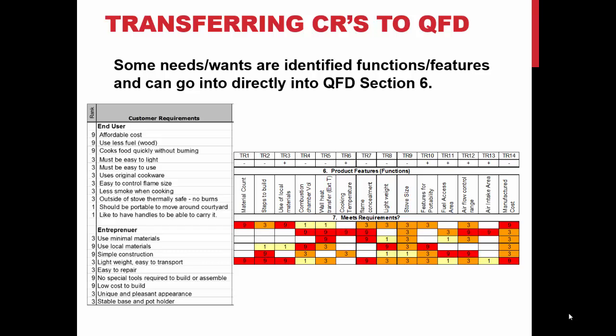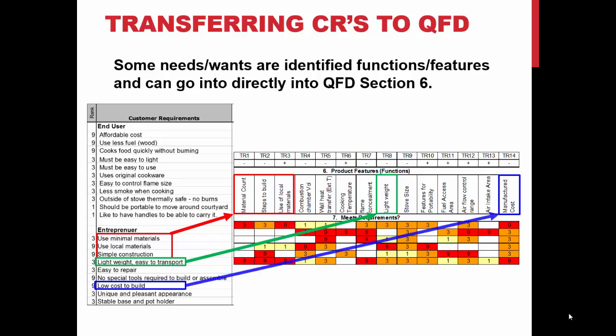Moving on, we also take a look at the products and features section of the QFD. Some of the functions and features will jump out at us in the customer requirements. In the case of the entrepreneur, it says it needs minimal materials, local materials, and simple construction. These can be easily tracked and can go directly into the product features or functions area. Likewise, if we take a look at lightweight, easy to transport, that is listed, and also low cost to build. Very direct, easily defined measures. They can be put in there, and those can be listed in our product features and functions and become design requirements.